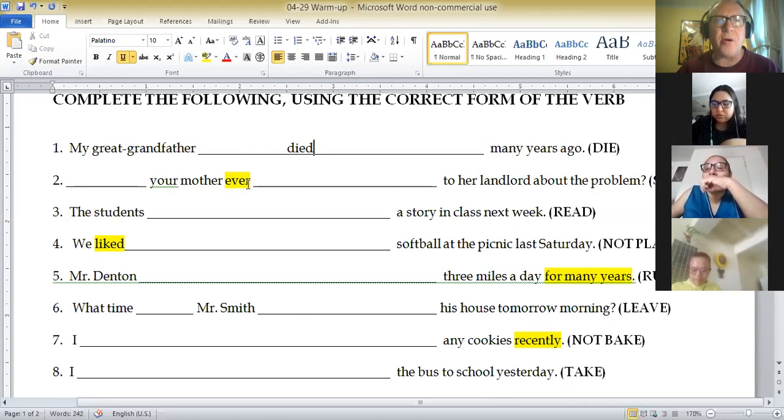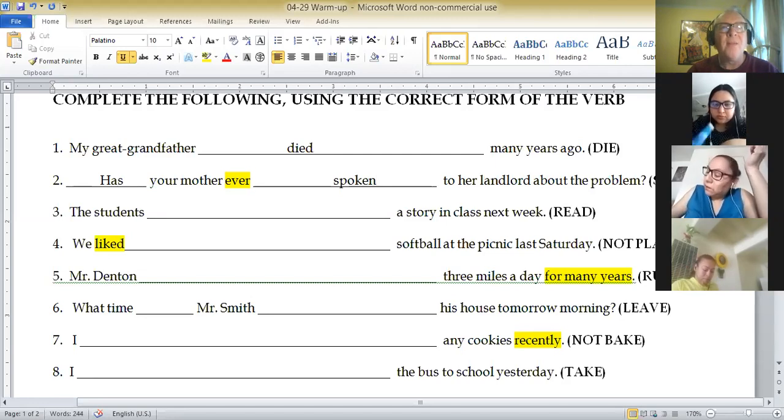Now the next one has the word ever. Ever is one of our key words for present perfect. We've been practicing all this time. Your mother is singular, so we're going to use has. The verb here is speak, so we're going to use spoken, S-P-O-K-E-N. Perfect. I know you've been practicing a lot with Miss Aguirre about present perfect, so hopefully between the two of us, we're going to learn present perfect very well by the end.